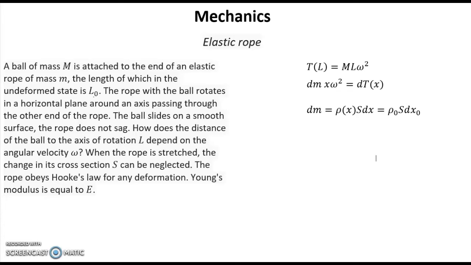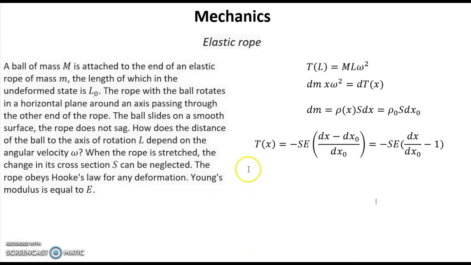Now let's write Hooke's law for this part of the rope. Hooke's law looks like this. We have tension equal to negative cross-section multiplied by Young's modulus multiplied by (dx minus dx0) over dx0, which is the relative stretch of this part of the rope. Or that's equal to negative S E multiplied by (dx over dx0 minus 1).